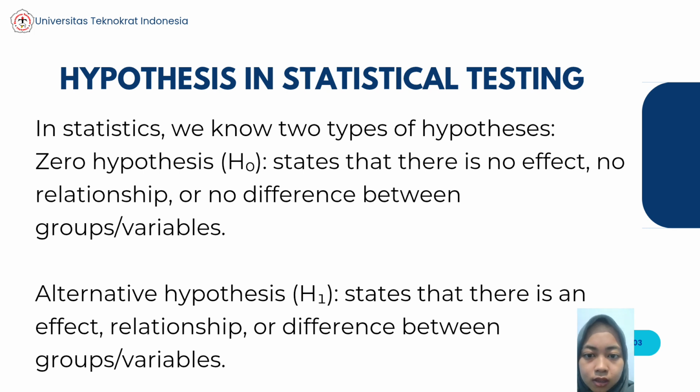For example, if a researcher wants to know whether a new drug is more effective than an old one, the alternative hypothesis would state that the new drug is more effective. The goal of statistical testing is to evaluate which of these two hypotheses is more consistent with the observed data.